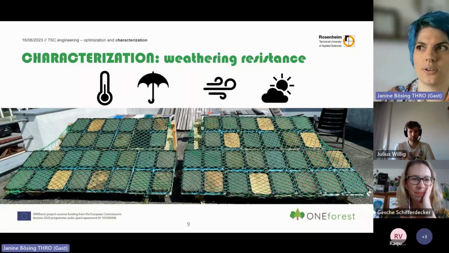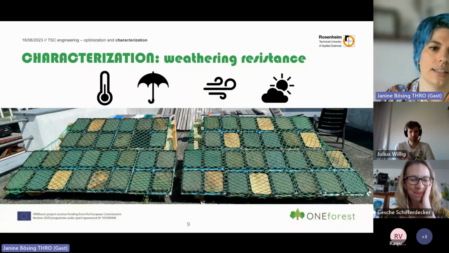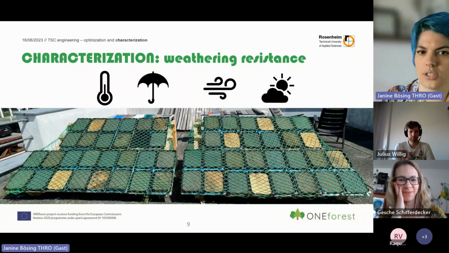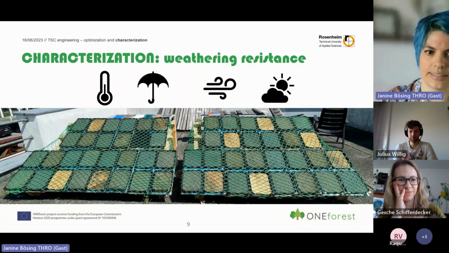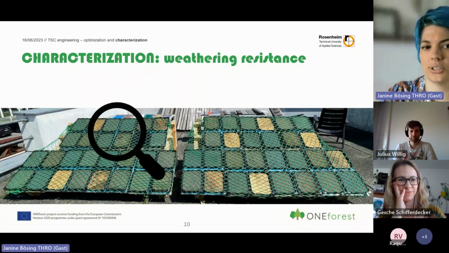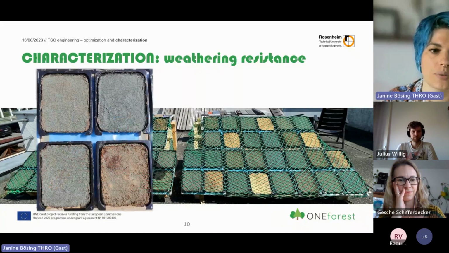We have installed this on a roof of one of our university buildings, and there we can see the influence of temperature, precipitation, wind, and also sunlight. And we have a weather station on an adjacent building, so from that we get all the accurate in-time data and can see what happened to our samples, in what time, and what the weather was like during that. We can have a closer look at, for example, these 4 topsoil covers.